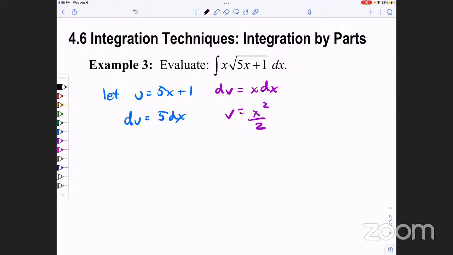So the original, we have the integral of what? The square root of u. All right, integral of the square root of u dv. All right, because see, now you can see your u dv. Okay. Wait a minute. Can we do this?